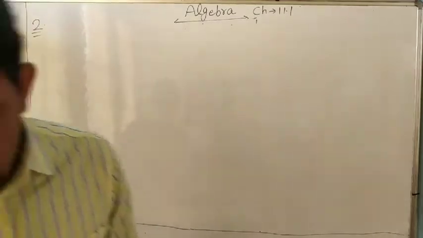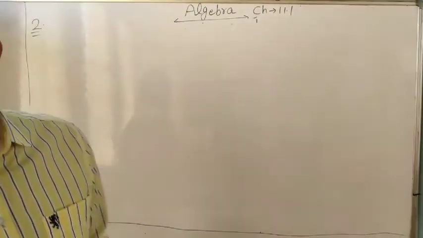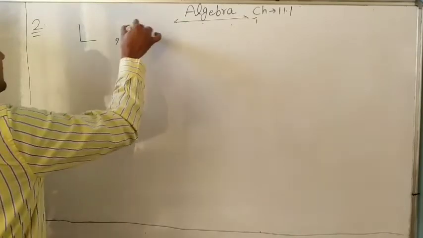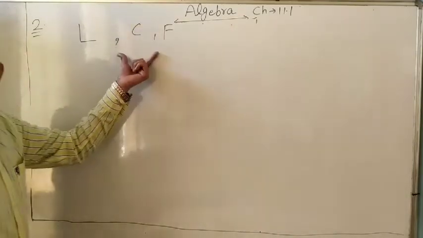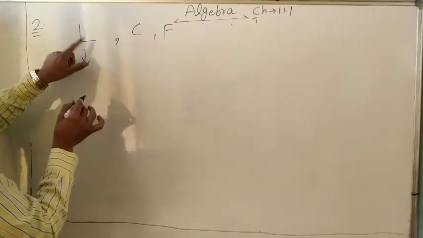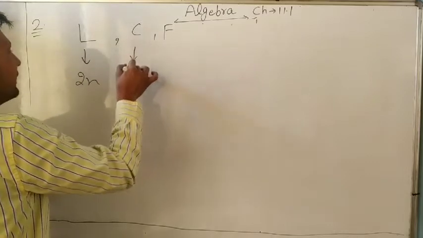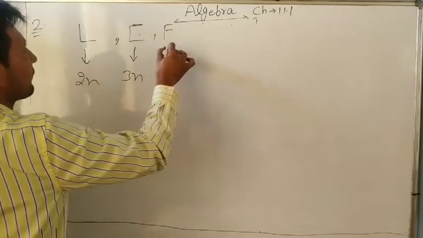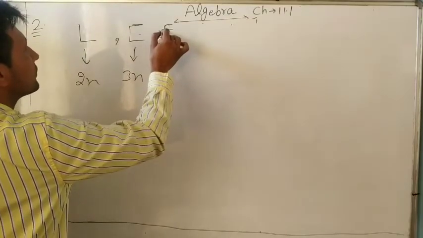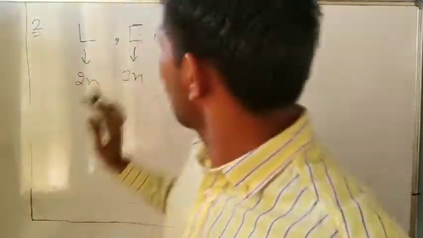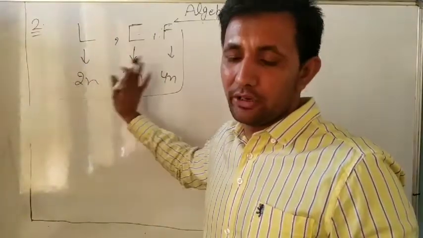Question number 2. We already know the rule for the patterns L, C and F. For pattern L, how many matchsticks? 2, so 2N. For C, how many? 1, 2, 3, so 3N. For F, 1, 2, 3, 4, so 4N. We already know these, so no need to write them.